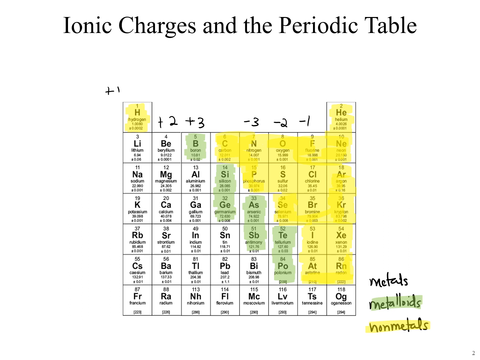So +1, +2, +3 charges for ions for metals on the periodic table in groups 1, 2, and 3. And then we have negative charges for nonmetals starting in group 5, going to group 7. So the elements in group 5, for example, tend to form ions with a charge of -3. That's not always true, okay? It's in general.